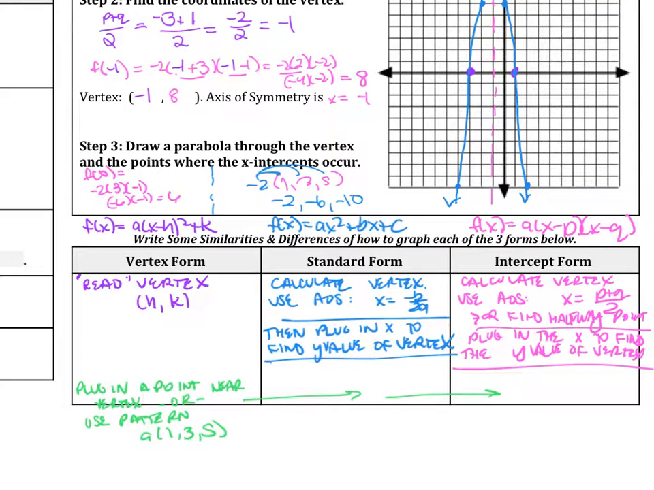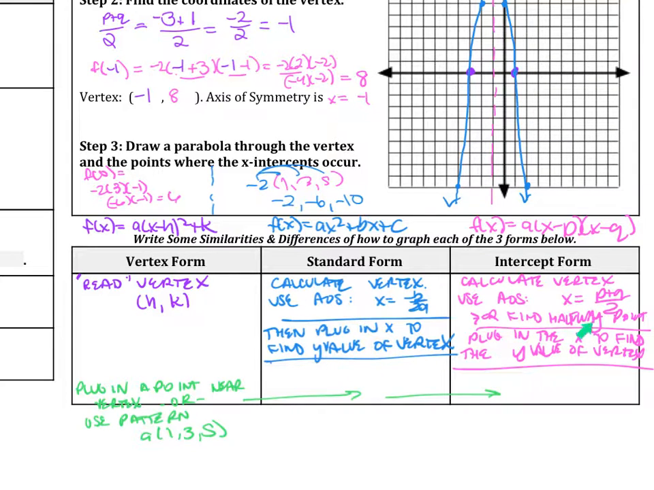Okay, so here's a summary of some similarities and differences of vertex, standard, and intercept form. Now for vertex form, remember that you can just read the vertex. There's not a whole lot of calculating. For standard form, you have to use the negative b over 2a. That gets us our axis of symmetry. Then to find the y value, you just plug it back in to the original equation to solve for it.